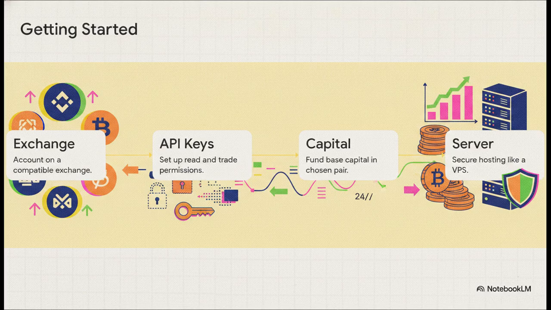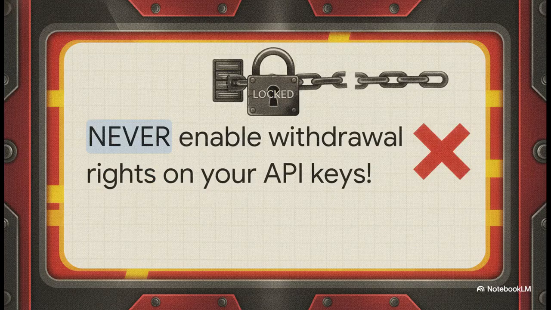You literally cannot run a market-making script on a laptop that might go to sleep. You need rock-solid 24/7 uptime. I need you to burn this rule into your memory right now. Never, ever enable withdrawal rights on your API keys.